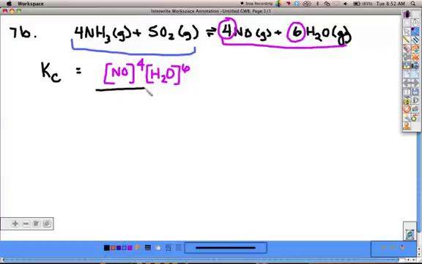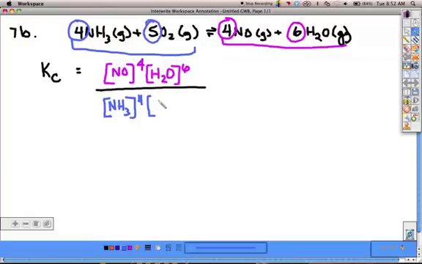That entire thing will be divided by my reactants, and I have NH3 with a coefficient of 4, so I can write concentration NH3 raised to the power of 4, and I have O2 with a coefficient of 5, so it will be O2 concentration raised to the power of 5. Now this problem didn't give us any concentrations that we could actually work with, so we're not going to have to worry about calculating anything here. This is sufficient for what the first part of the question is asking.